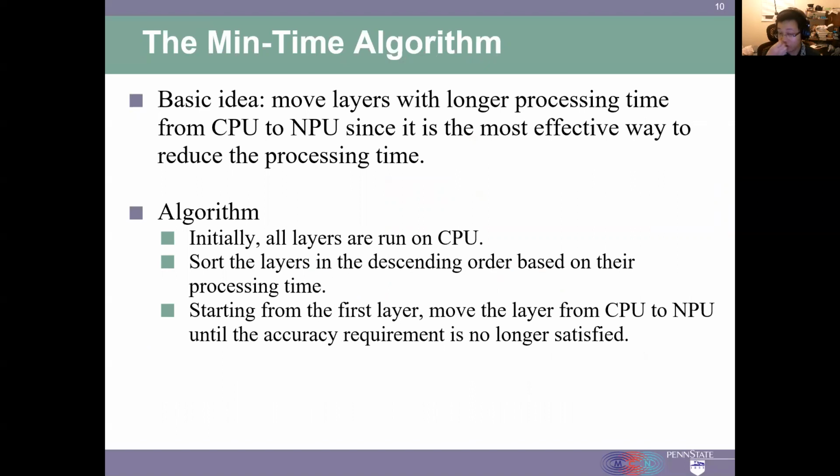Our algorithm works as follows. Initially, all the layers are run on the CPU. Then we sort the layers in descending order based on their processing time. Starting from the first layer, we move the layer from CPU to NPU until the accuracy requirement is no longer satisfied.